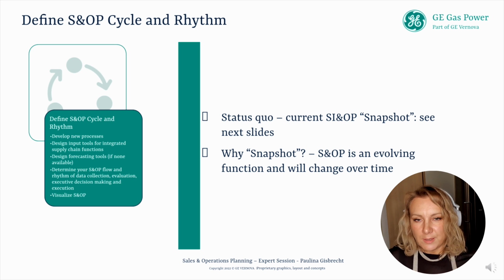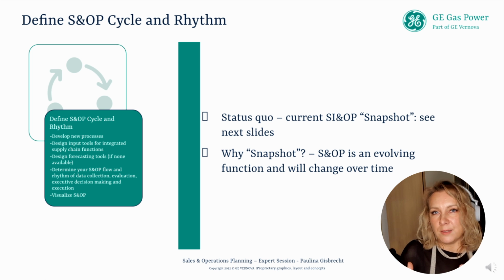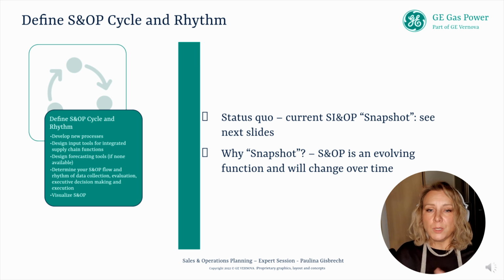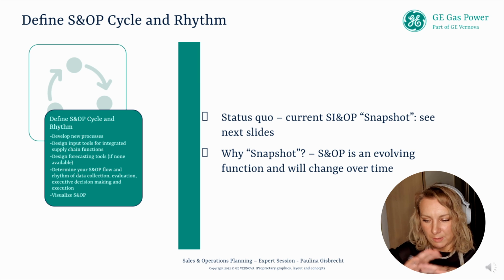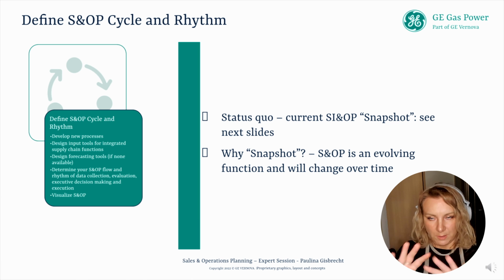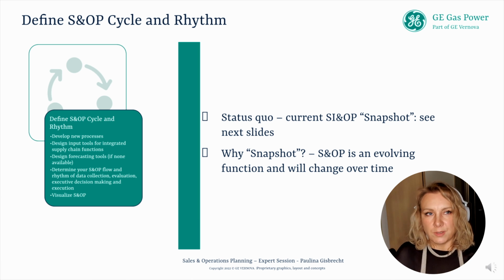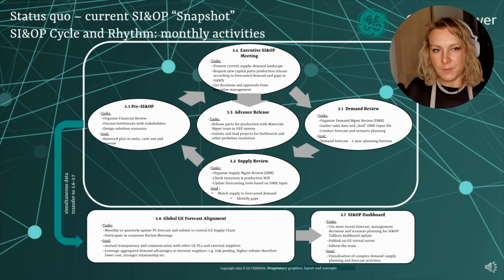In the next slides, I will show you how our cycle is operating now and what our rhythm is. Why do I call it a snapshot? Because this is an evolving function. You will not develop it and stay in one stage. You will always reevaluate the processes, reevaluate your data, and improve it. So basically, whatever I show you right now might change next year.